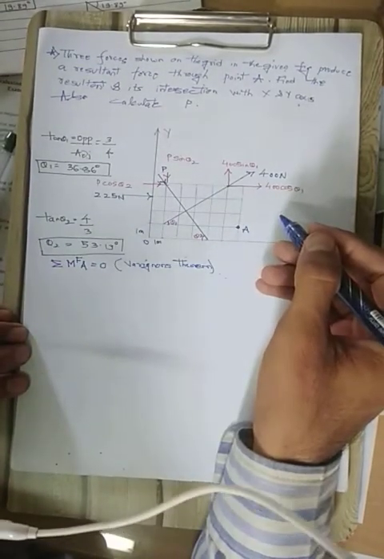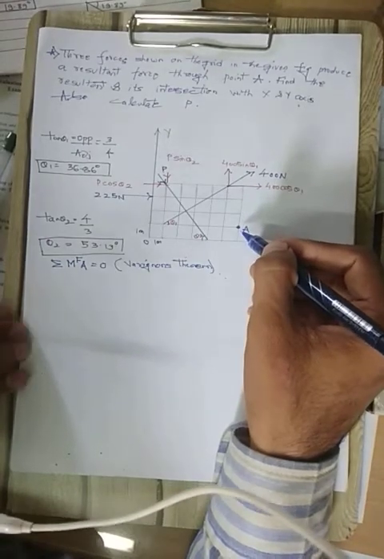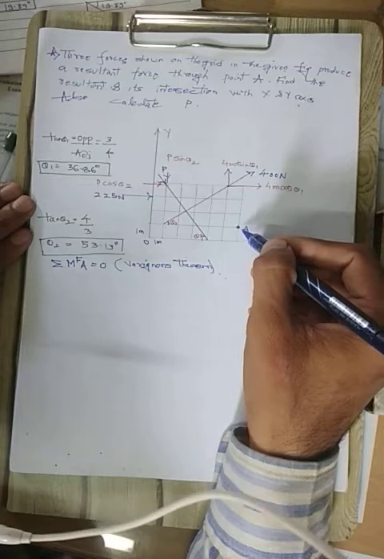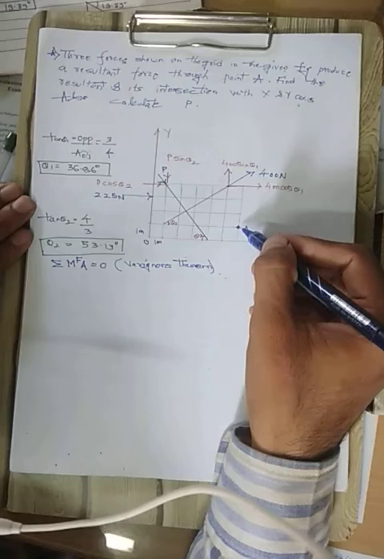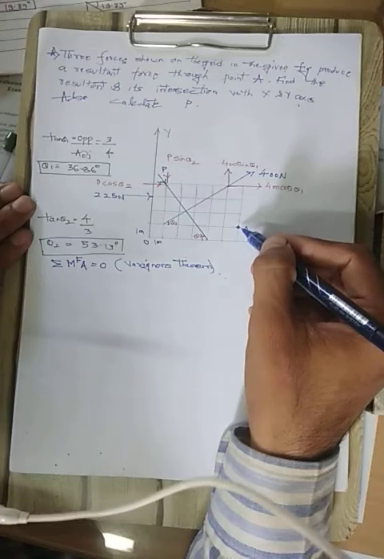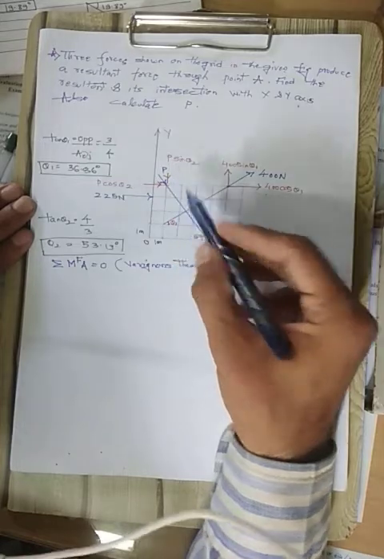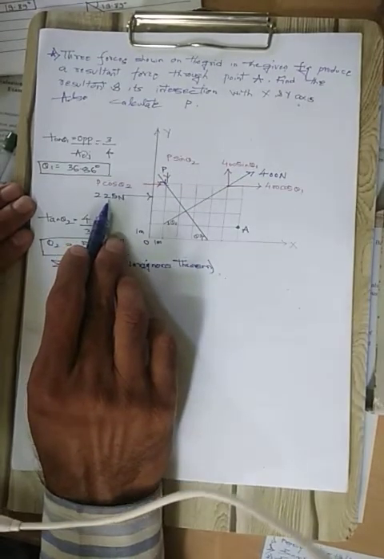One by one we will take the moment of all the forces at point A. We have to use the concept of the principle of transmissibility while taking the moment at point A. First we will take the x component, then the y component, then the x component and then the y component for all the forces. The first force is the simple force 2 to 5.